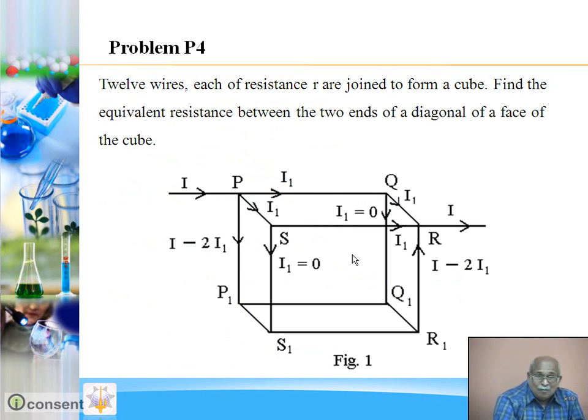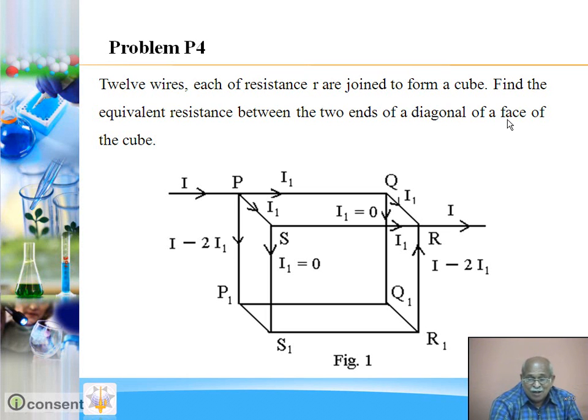Let us come to one more problem where we use the other conclusion of the previous problem. Once again, we have 12 edges, each having resistance R in the form of a cube. But in this problem, we have to find equivalent resistance between diagonally opposite points of a face, not diagonally opposite corners of the cube. We have to find equivalent resistance between two ends of the diagonal of a face.